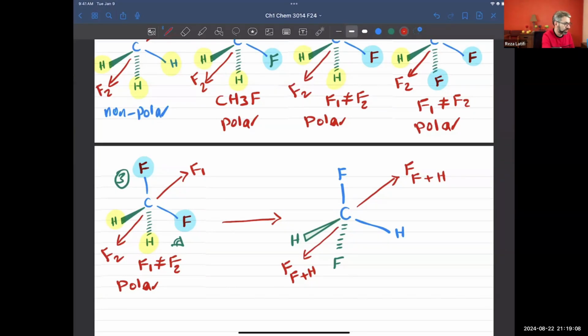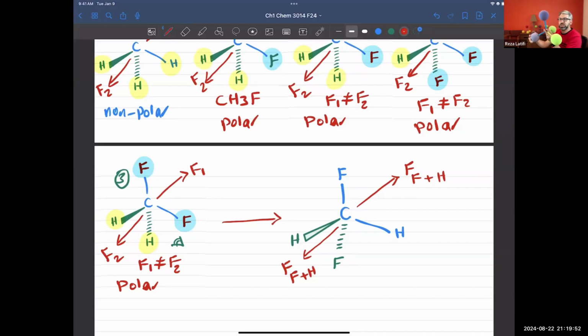Let's go with this. Purples or blues, any color that you see, are fluorine, and yellow are hydrogens. I'm going to go with the green here because I have more green. So let's look at this. What do I see? I see that two greens are pointing to you. And where are the purples or blue? There is one here and one there.